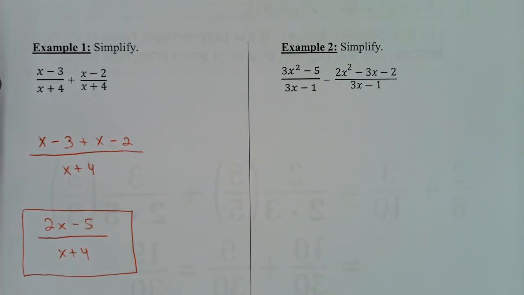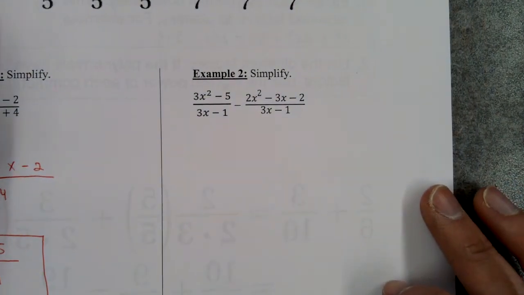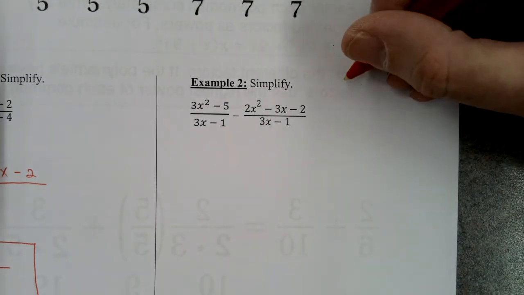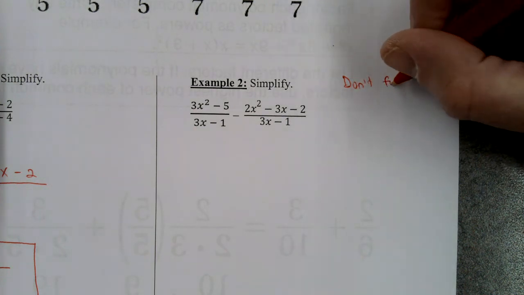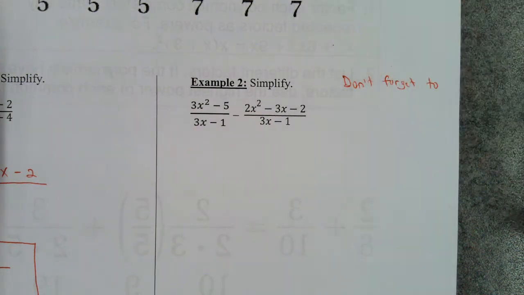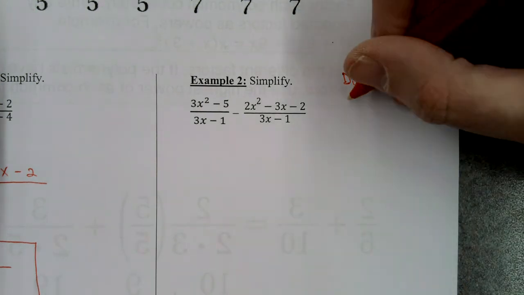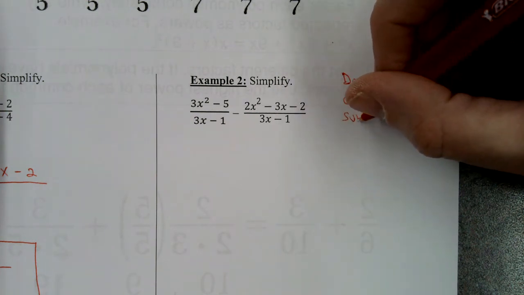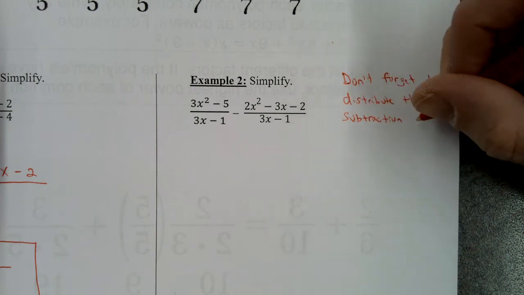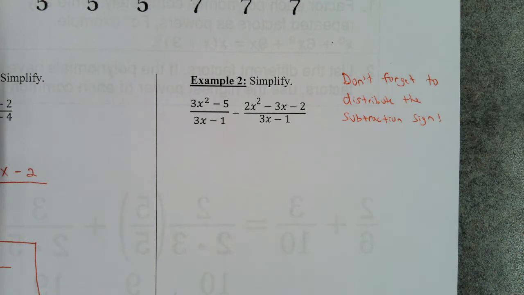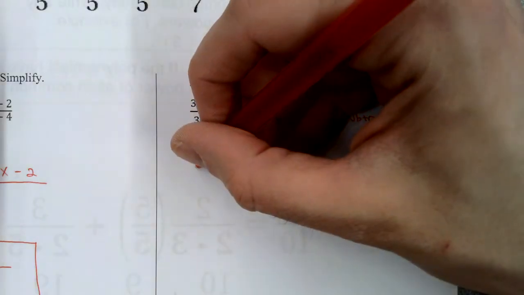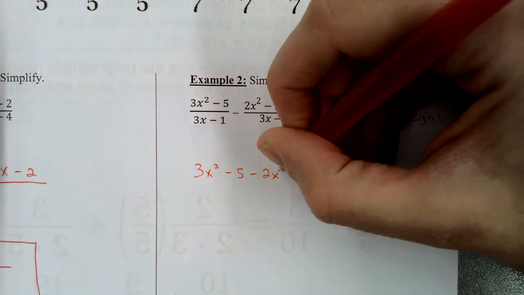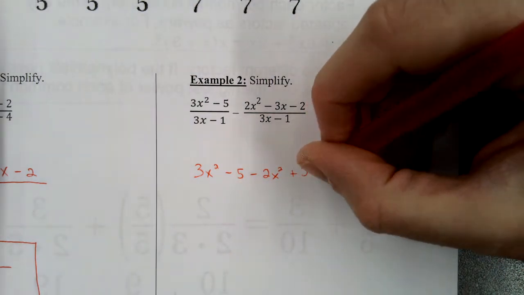Example 2. Simplify. This one's subtraction, so you must distribute the negative sign. I'm going to jot that down and say, don't forget to distribute the negative sign or subtraction sign. So we are going to have the following. It's going to be 3x squared minus 5 minus 2x squared plus 3x plus 2.